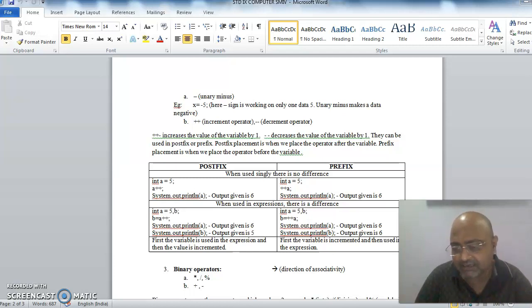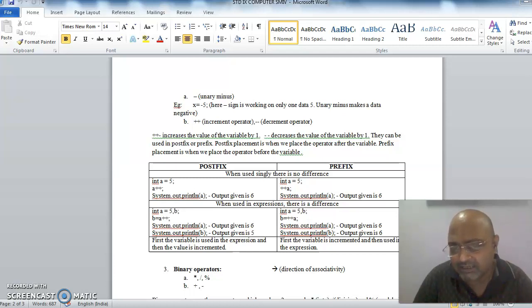Suppose a variable is there, suppose a, and it has got 5. I want to increase the value of the variable to make it 6. So I'll have to write a plus plus or plus plus a. You can see in the table, in the example I have given there, int a is equal to 5, a plus plus, and then System.out.println a. Notice here the output given is 6. The plus plus sign has been used along with a, and the value of a gets incremented by 1. So increment is always done by 1, and the new output given is 6.